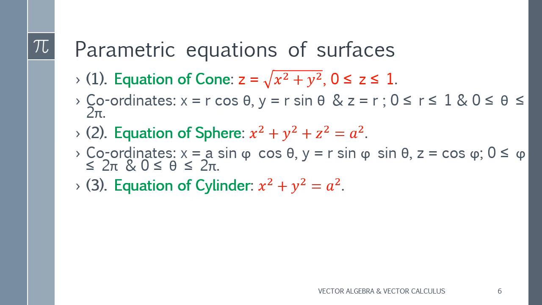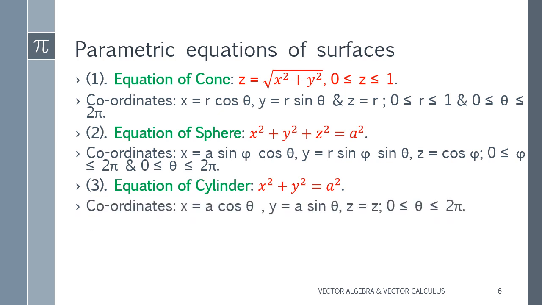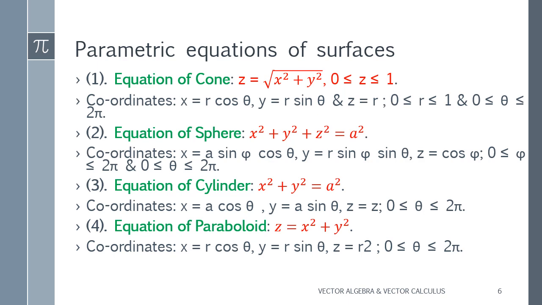And the third one is the equation of the cylinder, x square plus y square equals a square, and its parametric equations are x equals a cos theta, y equals a sin theta and z equals z, for theta from 0 to 2 pi. Next one is the paraboloid, and its equation is z equals x square plus y square, and its parametric equations are x equals r cos theta and y equals r sin theta, where r is the radius, and z equals r square, for the theta boundary.